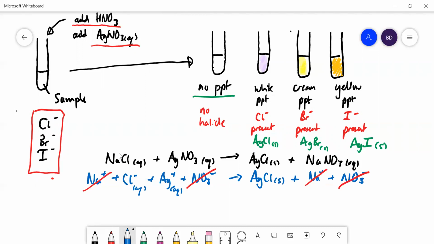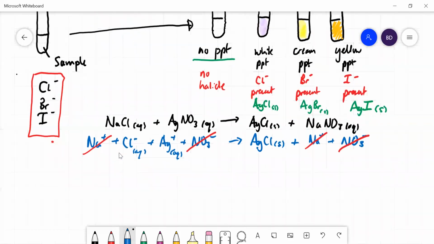Okay, so that is the reaction that's happening there. And of course, with the bromide and the iodide, it's going to be the same. So you can have Ag+ ions and Br- ions. They'll form a precipitate of AgBr solid, and so on.